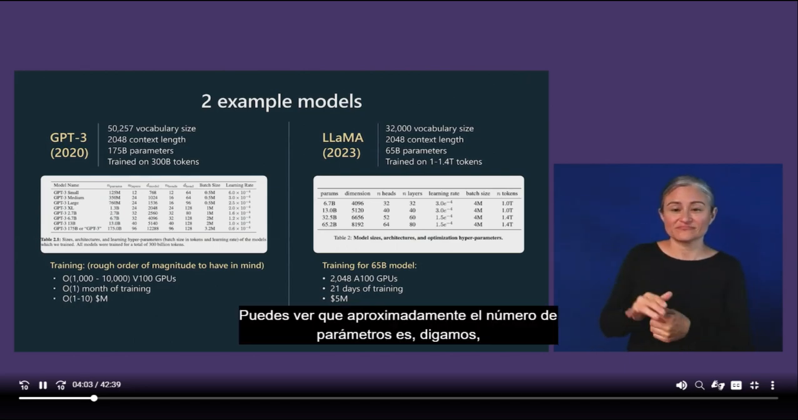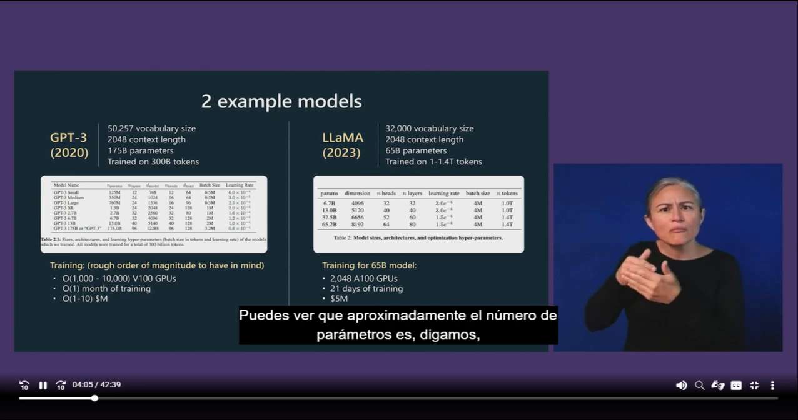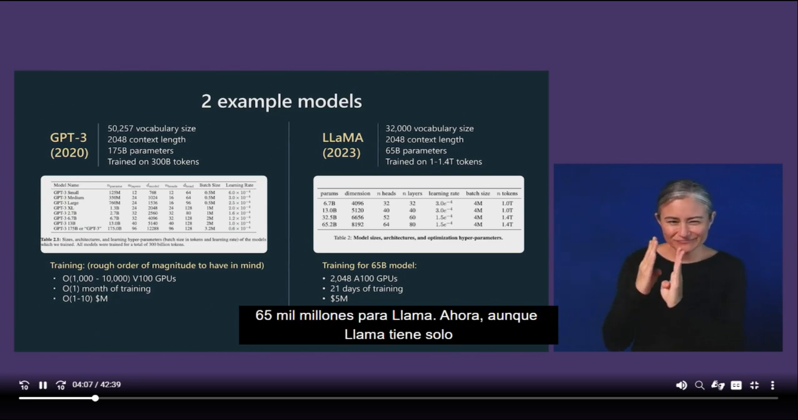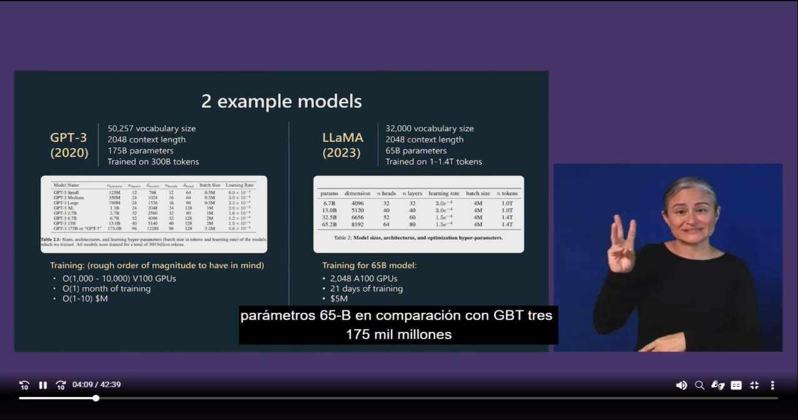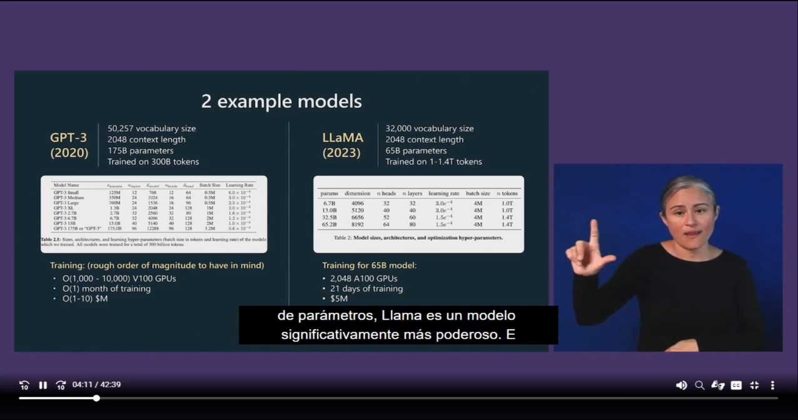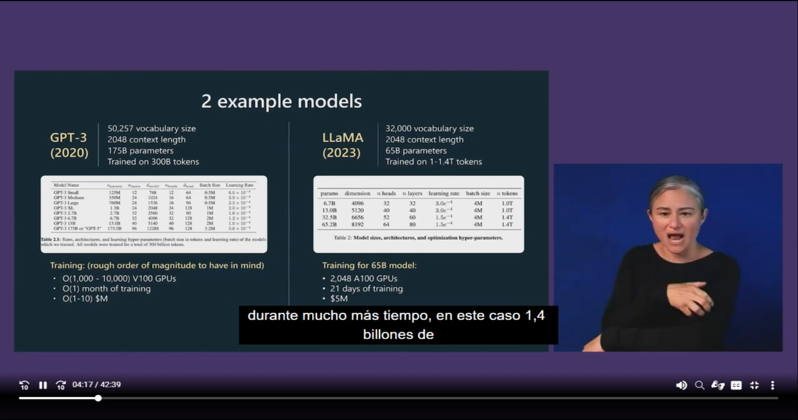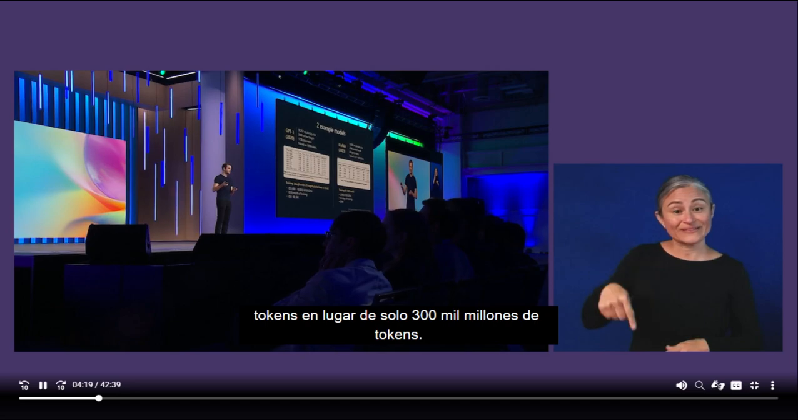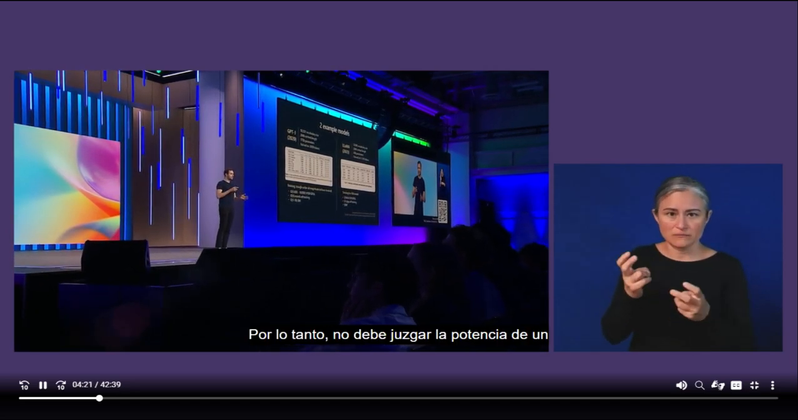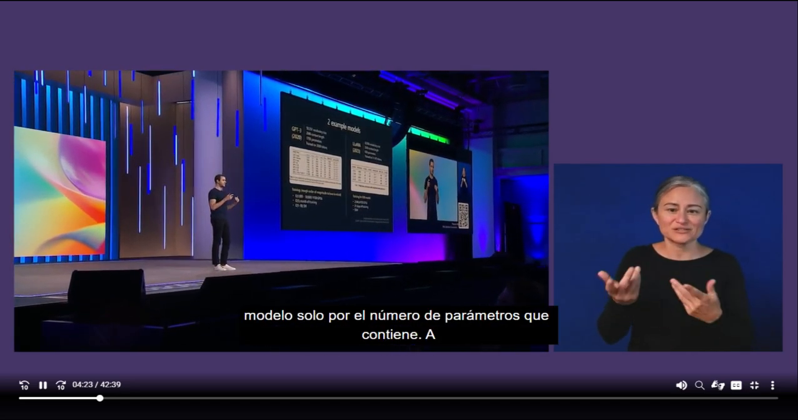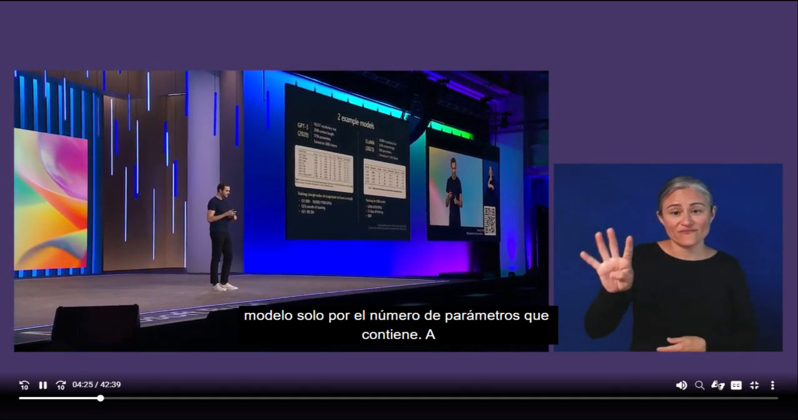You can see that roughly the number of parameters is, say, 65 billion for Llama. Now, even though Llama has only 65B parameters compared to GPT-3's 175 billion parameters, Llama is a significantly more powerful model. And intuitively, that's because the model is trained for significantly longer. In this case, 1.4 trillion tokens instead of just 300 billion tokens. So you shouldn't judge the power of a model just by the number of parameters that it contains.